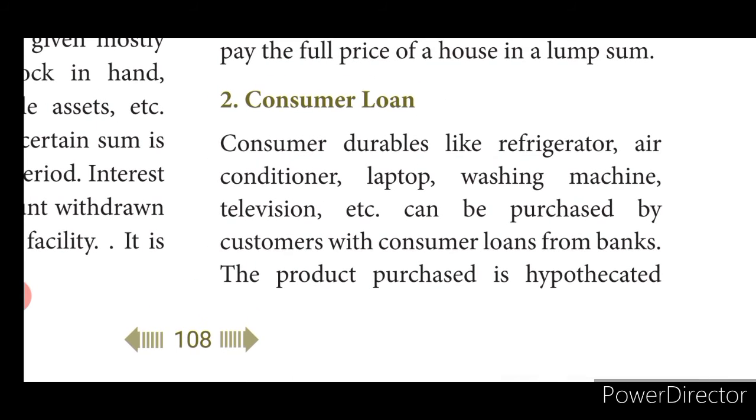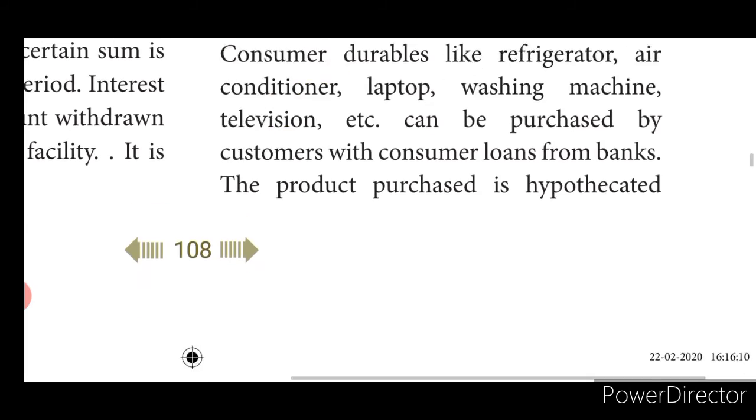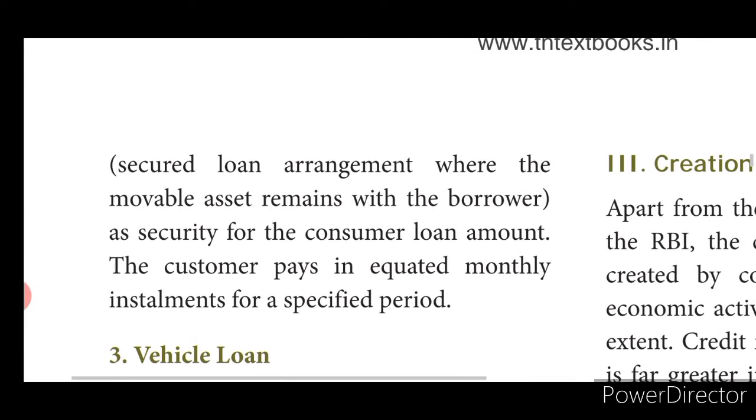The loan which I told you about earlier was about the personal loan. This is the consumer loan. Consumer loan means you can get a loan for buying electronic appliances and all. The product purchased is hypothecated, and they secure the loan arrangements, where the movable assets remain with the borrower as security for the consumer loan amount. The customer pays in equated monthly installments for a specified period. Say you are buying one washing machine, you pay some minimum deposit, and then you pay the balance money over time, and that is actually a consumer loan.